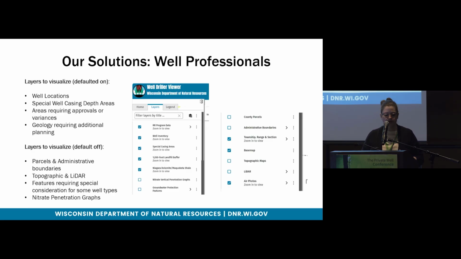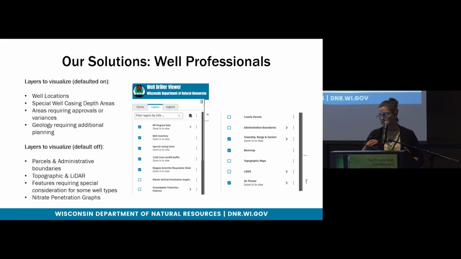We've got things like special well casing depth areas. So those are areas within our state that require construction that is above and beyond the standard requirements. So those are pointed out on the map. They are different colors. When they click on it, it tells them what those requirements are and why. We've also got things like areas that require approvals or variances. So our older remediation sites are plotted on here. Areas within 1,200 feet of landfills are on here, so that they know when they need to take an extra step and request those permissions or do extra sampling.